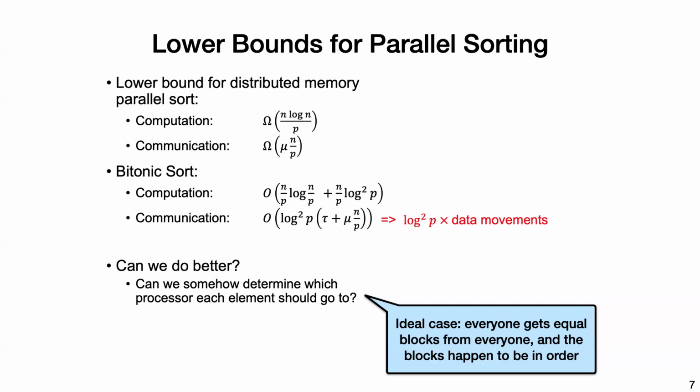Right. So can we do better? In an ideal case, if we had some magic sorting algorithm, everybody would get equal blocks from everyone else. You can't do better than this lower bound, because even if everybody got equal blocks from everyone else, we would still have to ship basically n over p elements. But it would be evenly distributed if you could equalize the blocks from everyone. And also, ideally, the blocks would be in order. So on each processor, the blocks that have to go to processor 1 and 2 and so on are ideally in order on the processor.